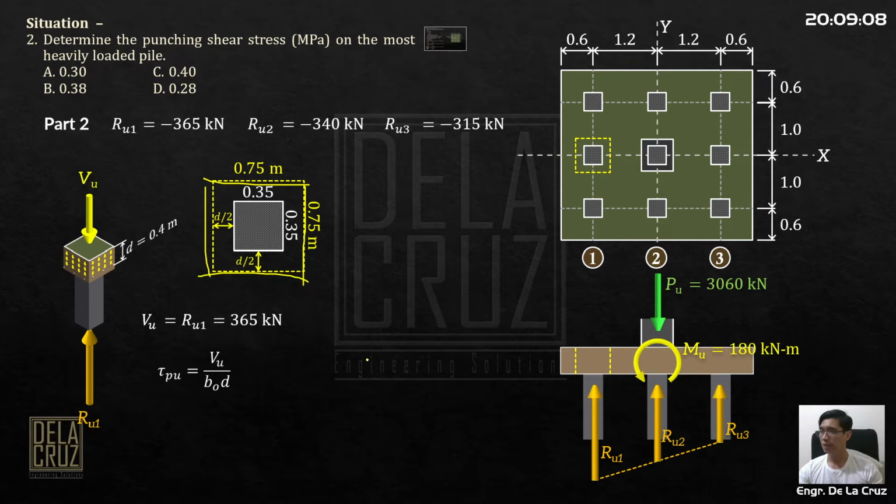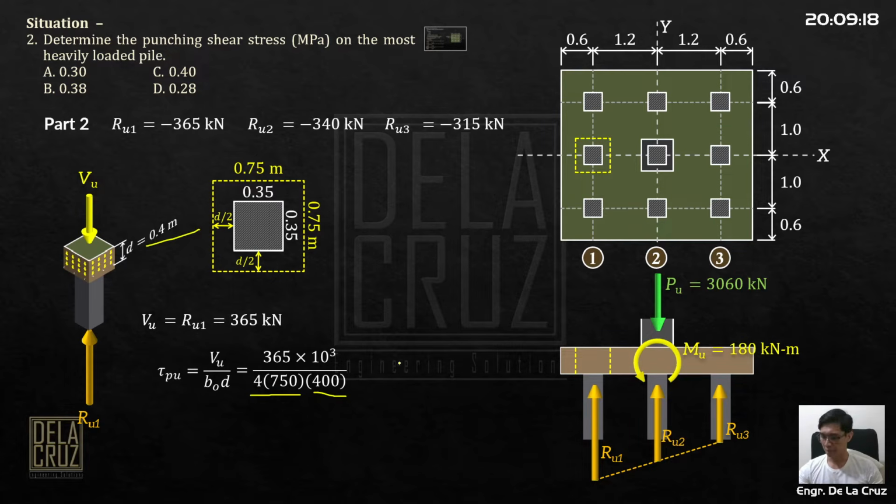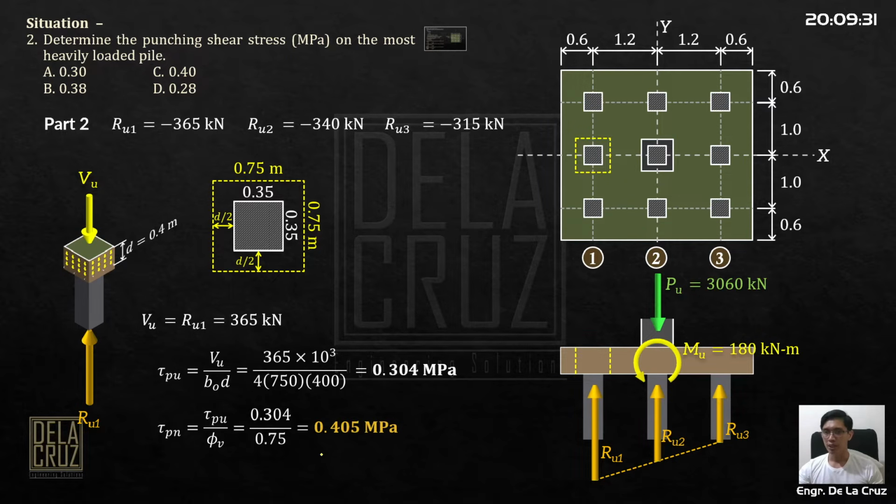4.75. Okay? Yung D natin is 400 mm. So, 750 millimeters or 0.75 meters times 400 mm. Ito yung punching. Kumbaga, design punching shear. Again, nominal yung hahanapin natin. Divide it by phi. You have 0.405 megapascal. 0.4, letter C. Ito, lalabas din yan, no? 0.3.